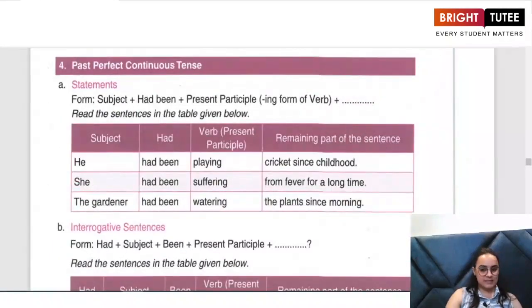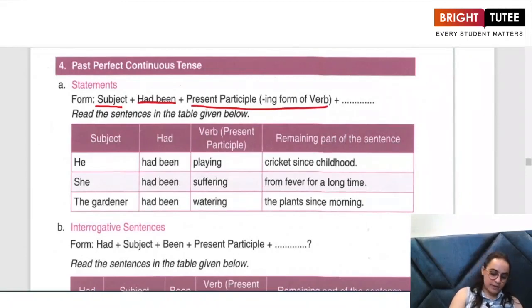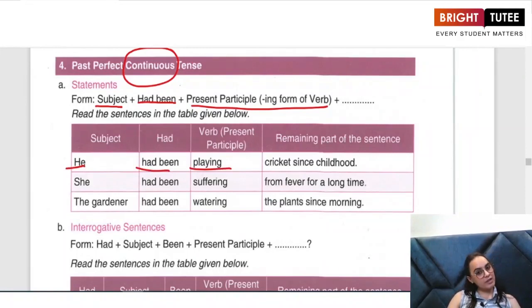Now, we move on to the last type of verb form, that is the past perfect continuous tense. When we talk about its structure, in case of a statement, it is the subject plus had been plus the ing form of the verb. As I said, the moment the word continuous comes into the picture, we use the ing form of the verb. For example, he had been playing cricket since childhood. She had been suffering from fever for a long time. The gardener had been watering the plants since morning, and so on and so forth.